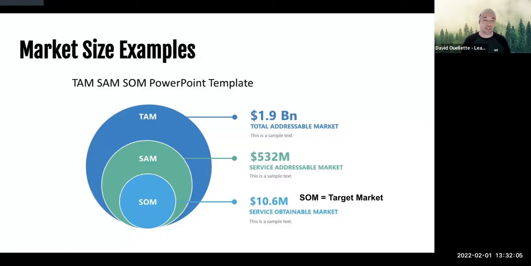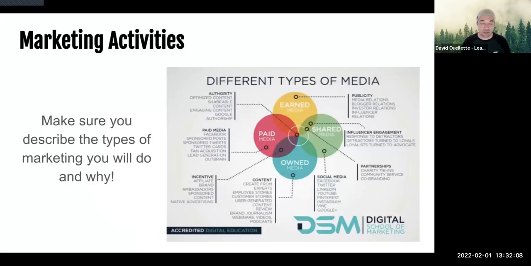For the marketing activities part of the presentation, just make sure that you're describing the types of marketing you're going to do and why. So I included this image here. Things to consider are thinking about it in these terms. Think about shared media. Are you doing influencer campaigns? Could be earned media. Are you doing public relations? Could be paid media. I definitely recommend paid media. This is social media paid ads, other platform paid ads. This is where we're actually getting invested in promoting our business, which is usually needed when we're a new startup that nobody knows about. You have to do a little paid media.